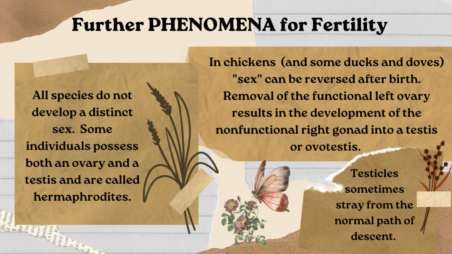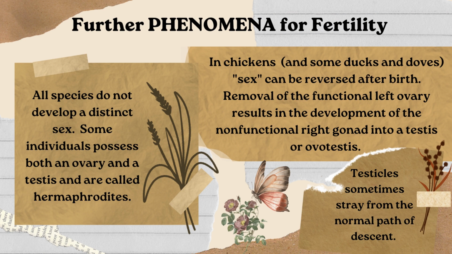Further phenomena for fertility. All species do not develop a distinct sex or separate testes and ovaries like this chapter explains. Some individuals possess both an ovary and a testis and are called hermaphrodites. Sea bass are synchronous hermaphrodites, meaning that fertile spermatozoa and oocytes in an ovotestis are present at the same time within a single fish. Self-fertilization is possible, but these fish have group spawning events to ensure genetic heterogeneity. Self-fertilization is advantageous if a sea bass is not present at the spawning event.